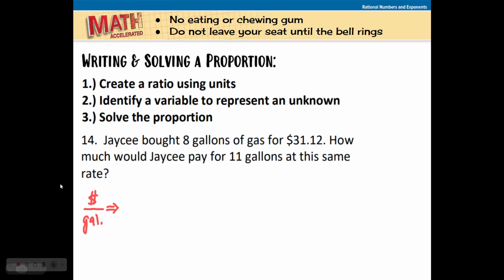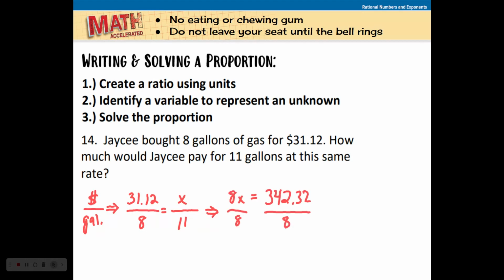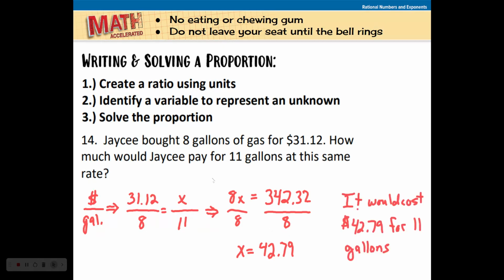So we can compare cost per gallon. Our first ratio with what's given, 31.12 over 8. Our second ratio, since we're being asked for how much, x would be in the numerator, 11 gallons would be in the denominator. Cross multiply, we get 8x equals 342.32. Divide both sides by 8 to get x equals 42.79. How much would JC pay for 11 gallons? It would cost $42.79 for 11 gallons.